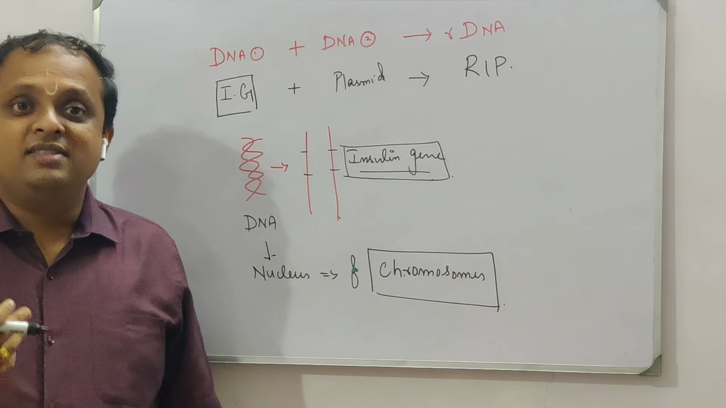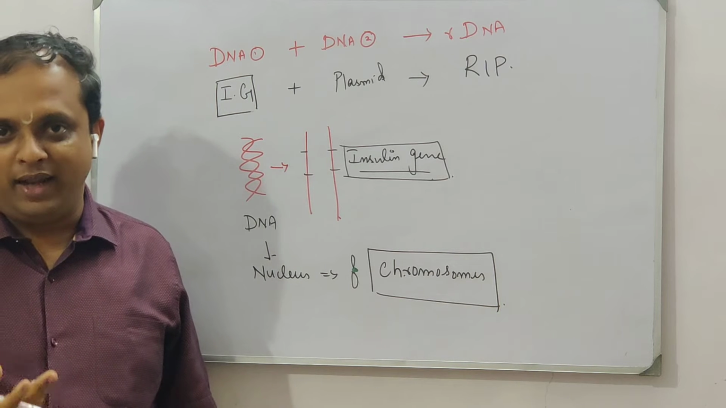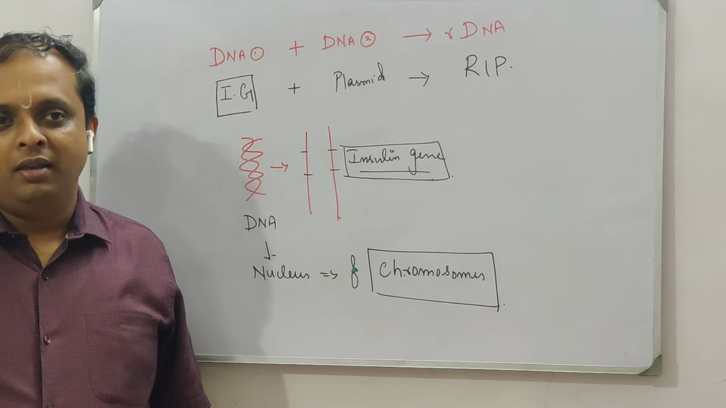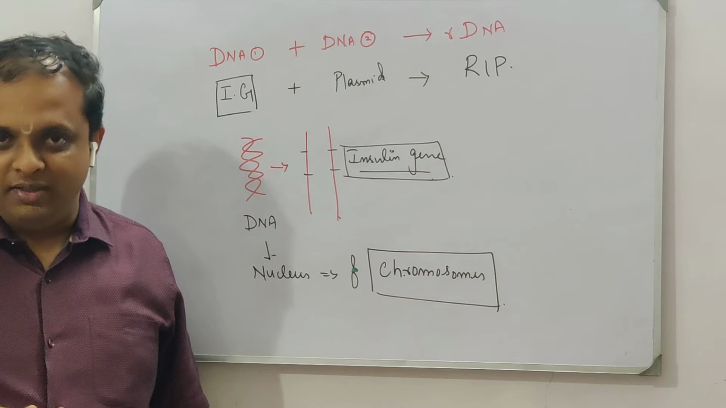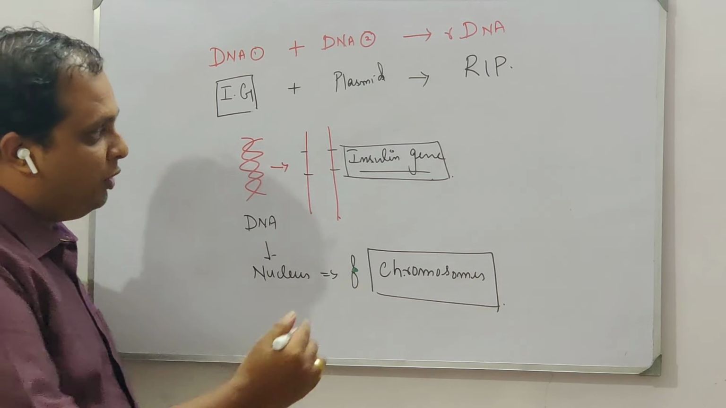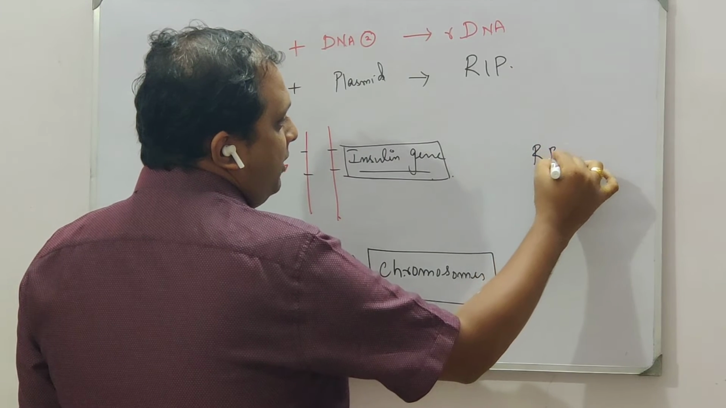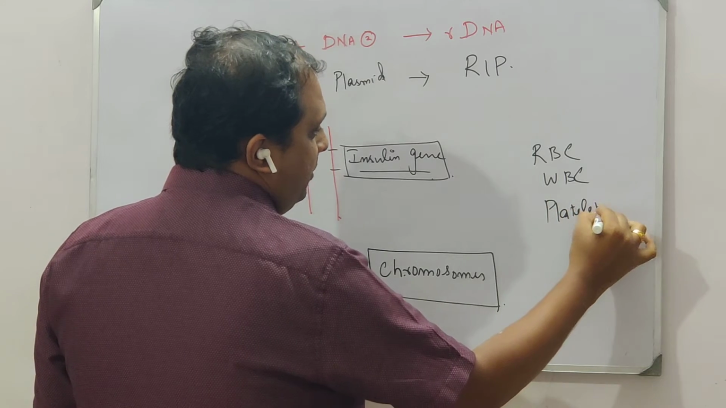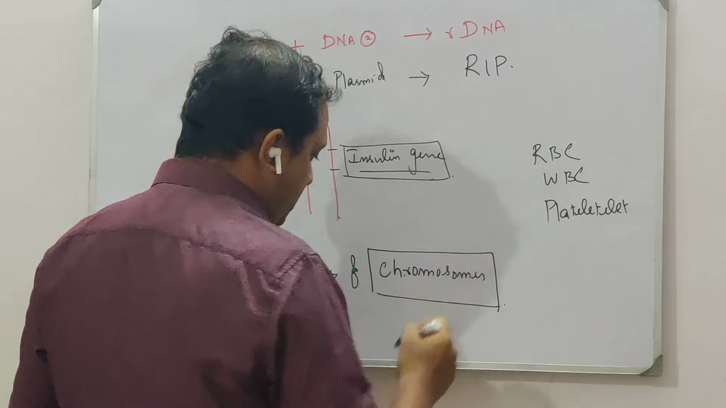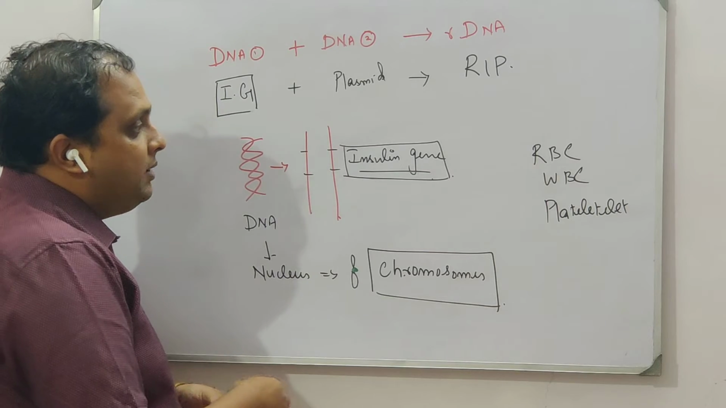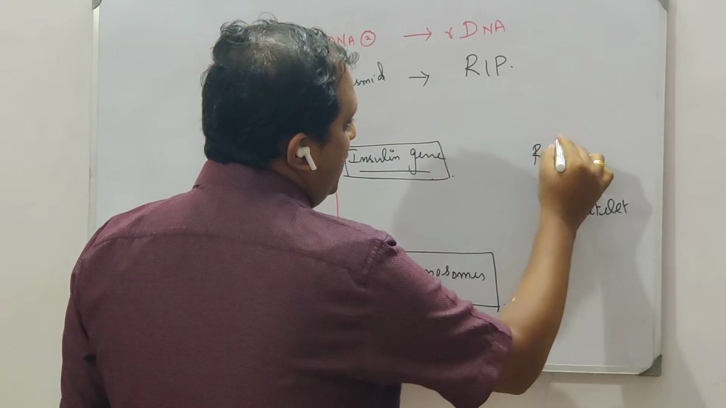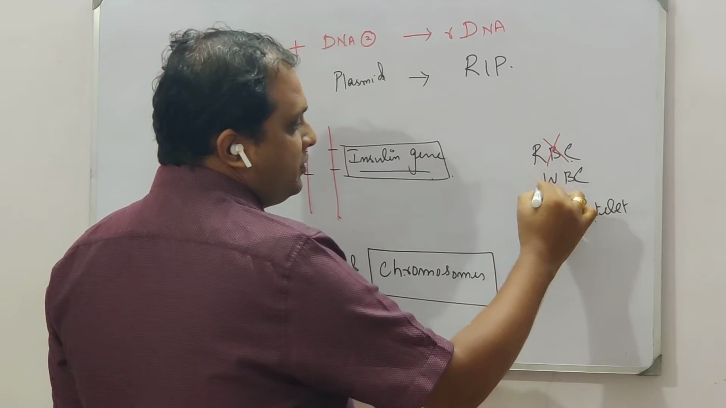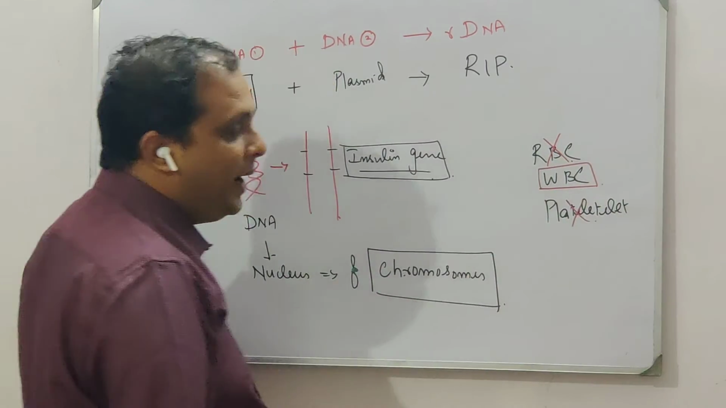So the best cell, the easy nucleated cell that we can get for this purpose is blood cells, right? Blood cells have RBC, WBC, and platelets. There are going to be three cells: RBC, WBC, platelet. Of which you all know that mature RBC, which is there in circulation, has no nucleus. Platelets have no nucleus. So you can very well concentrate on white blood corpuscles.